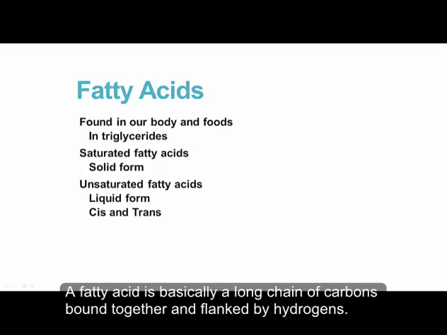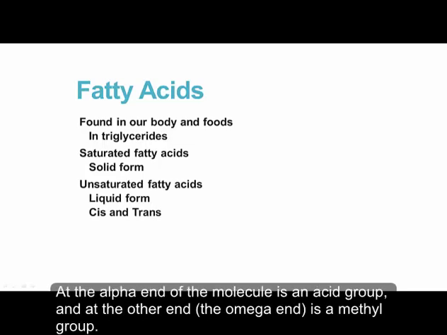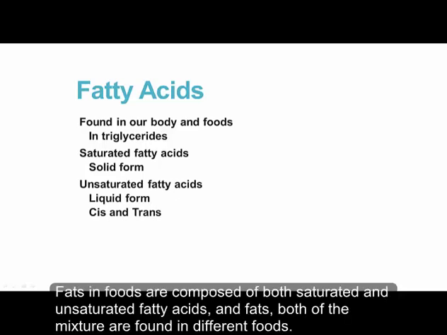A fatty acid is basically a long chain of carbons bound together and flanked by hydrogens. At the alpha end of the molecule is an acidic group, and at the other end, the omega end, is a methyl group. Now, fats in foods are composed of both saturated and unsaturated fats and fatty acids. A mixture of both is found in different foods.